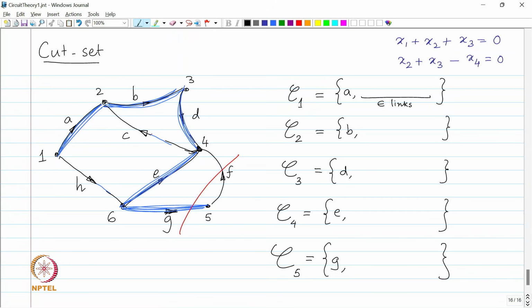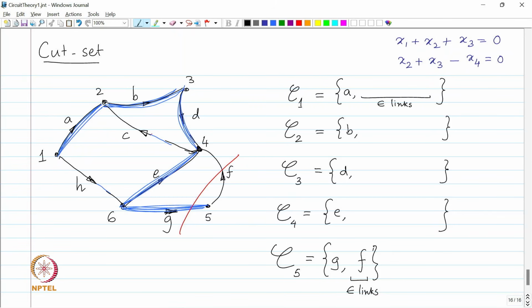Okay. This is my plan. So, G and F form C 5. This is a links in the set of all the links, all right.